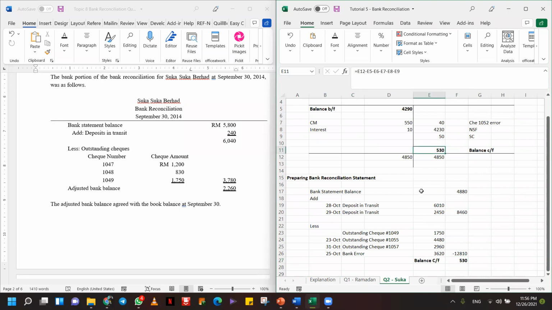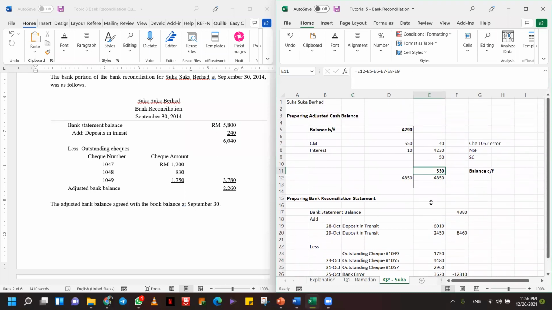So yeah, that is the summary of how question 2 could be solved.